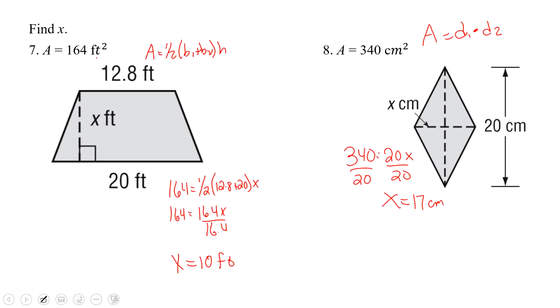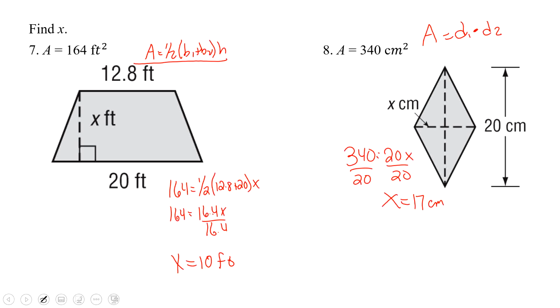All right, so for the first one, it's a trapezoid. The area of the trapezoid was 1/2 times the sum of base 1 plus base 2 times the height. They gave me the bases. I don't know what the height is, so I'll call my height x. I add my bases together, divide by 2, that's 16.4. So 16.4x equals 164. I divide by 16.4, and I get x equals 10.